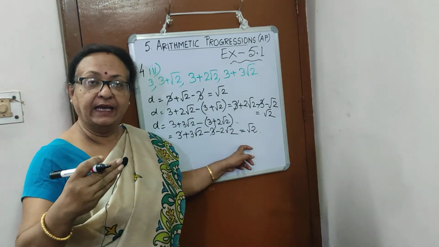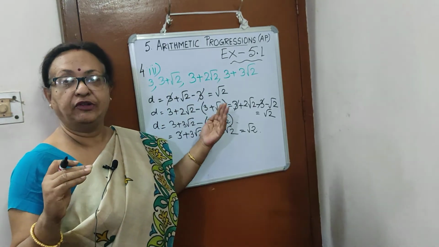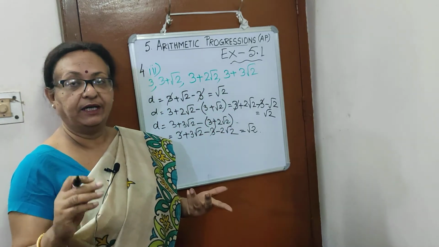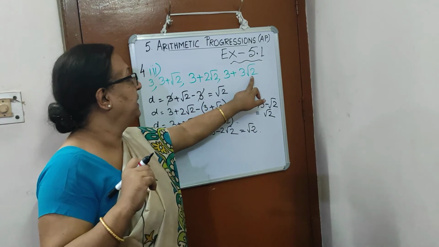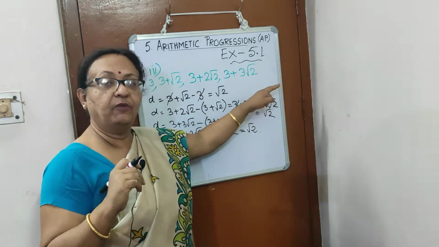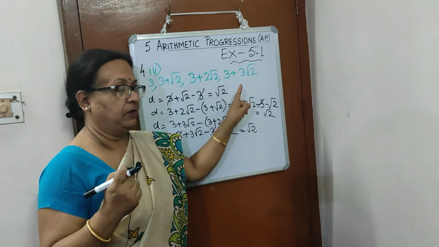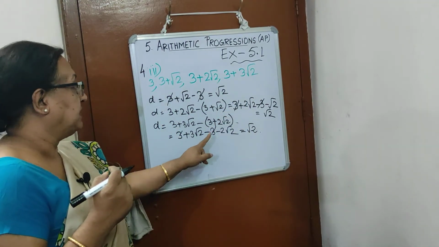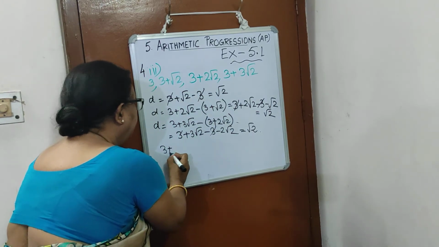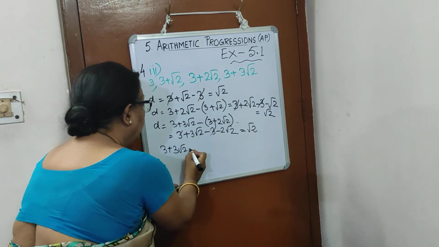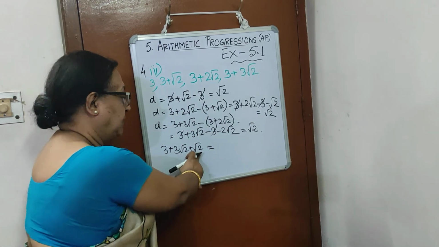Now we find the next 3 terms. If it is an AP, we need to write 3 more terms. What are the next 3 terms? Let us find out. This was the term given. To write the next term, what do we do? We simply add the common difference to this term. So the next 3 terms are what? 3 plus 3 root 2 plus root 2. 3 root 2 plus root 2 is 4 root 2.